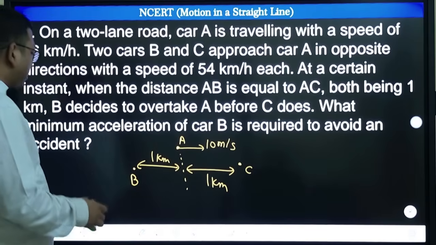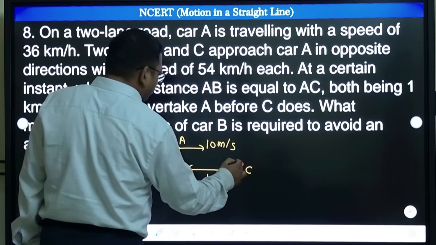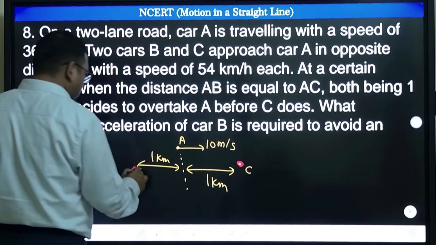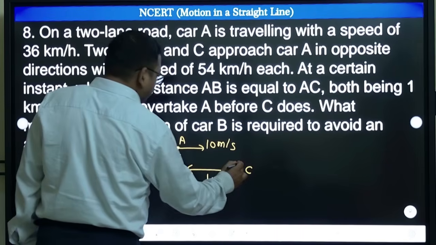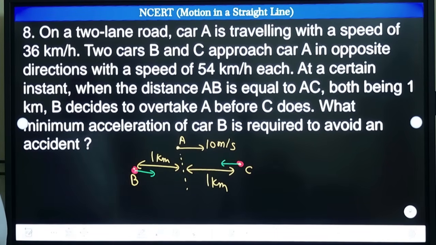Okay, but they are moving in opposite direction. So B and C, they are moving in opposite direction. So B is moving this way, C is moving this way. Okay, B decides to overtake A before C does. What minimum acceleration of car B is required to avoid an accident?